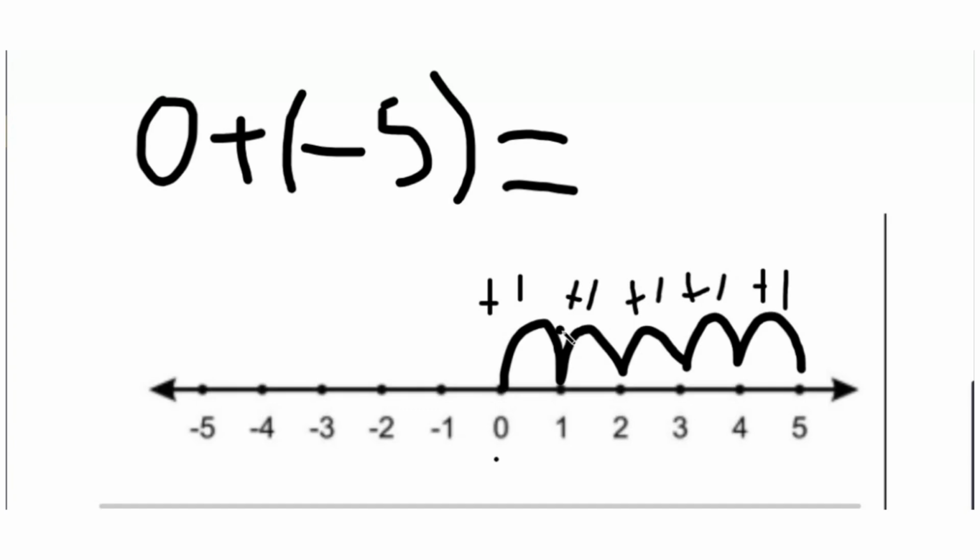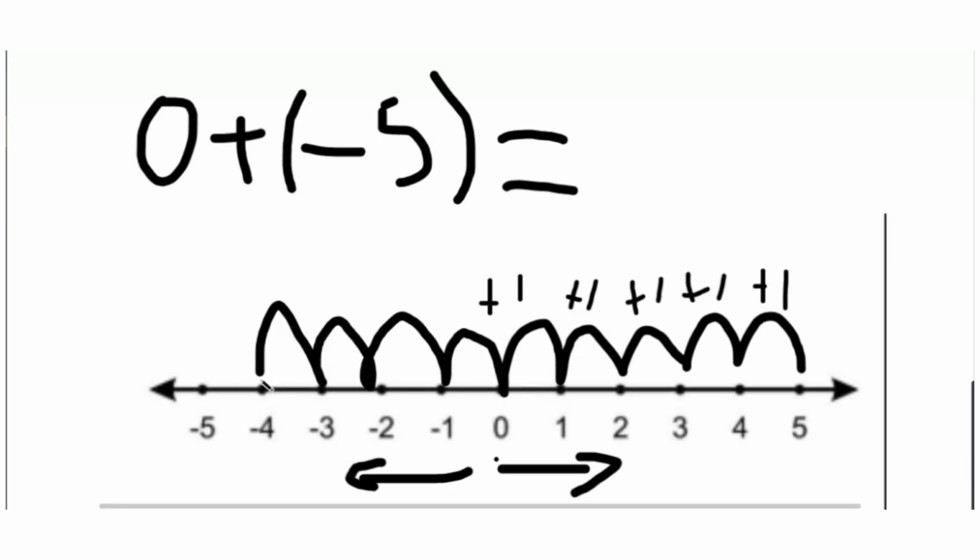So here, let's do the same on the other side. Since when we added plus 1, it went this way, when we add -1, it's given that you would go this way. So let's do that. -1, -2, -3, -4, and -5. Now here, what we did is we added 1 each time. So what would we do here?